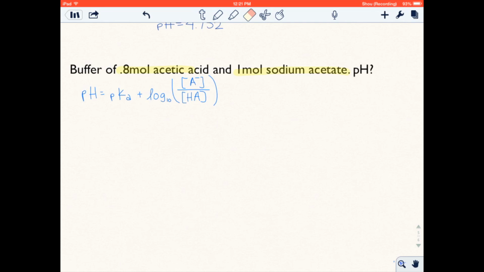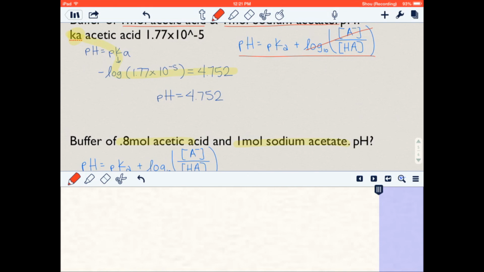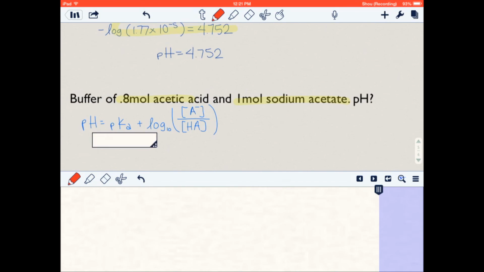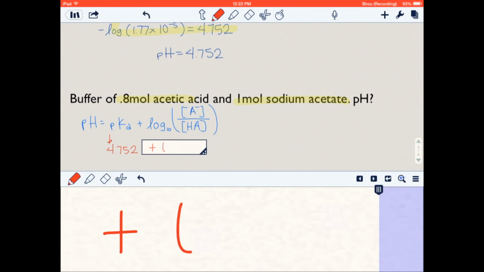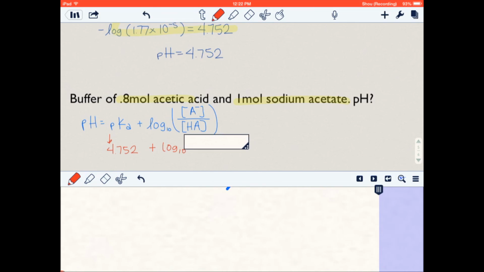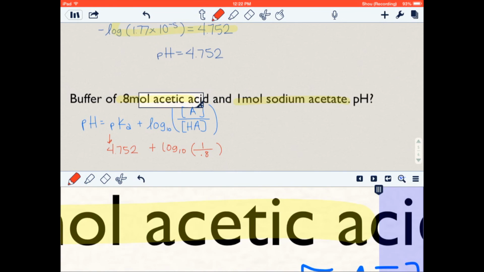Alright guys, so now looking at a buffer of 0.8 molar acetic acid and 1 molar sodium acetate, what is the pH? I reminded you of the Henderson-Hasselbalch equation again, and here we're just going to plug and chug. Luckily, from last time, we already have the Ka of acetic acid. We converted it into the pKa, which is 4.752. So now we have the plus log base 10 of aha. So that's actually going to be 1 over 0.8, because we have the dissociated base and the weak acid.